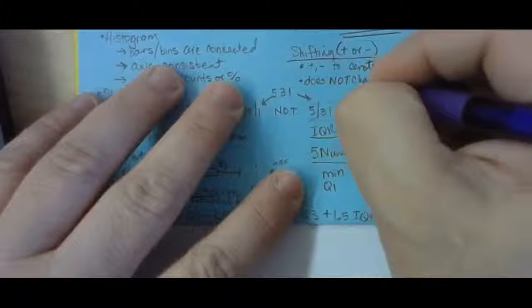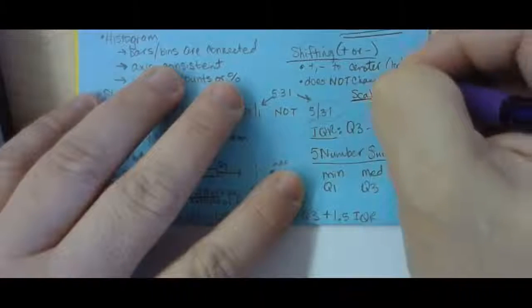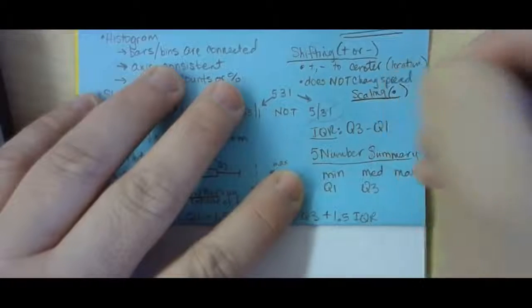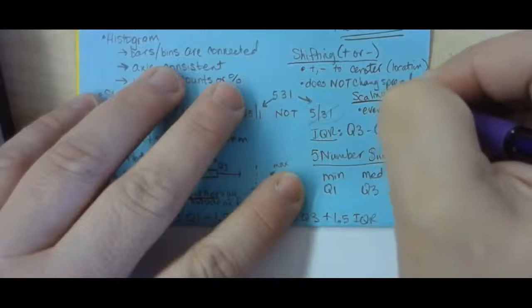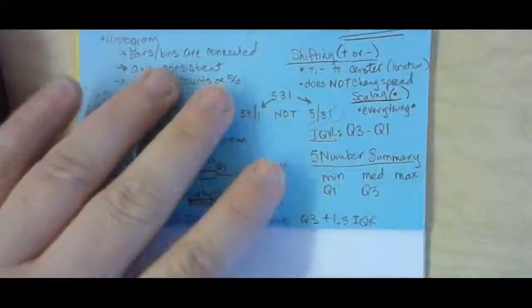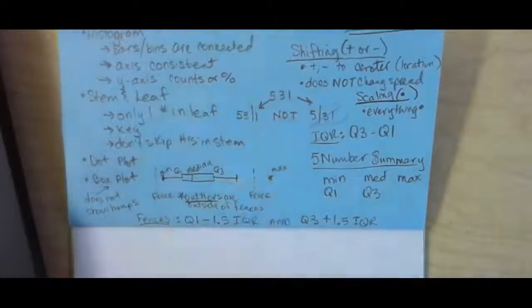Okay, and then there's scaling, and again, we're getting tight in here, but we can make it work. Scaling is when you times everything by a number. Everything times this. So when you multiply, let's say I double my ticket prices, every measurement will double. The mean will double, median will double, standard deviation will double, everything will double.